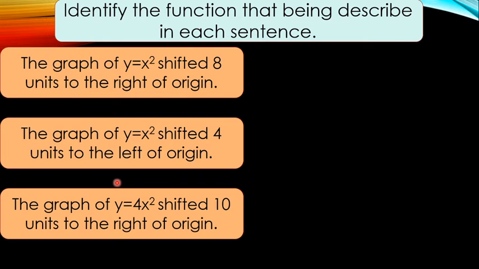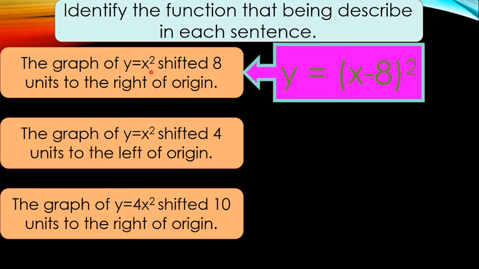Now, can you identify the function that is being described in each sentence? The graph of y equals x squared is shifted 8 units to the right of the origin. If the graph is shifted to the right, therefore, it is minus. If right is given, you are going to use minus and copy the form y equals (x − h) squared. So, we have the function x here, then put 8 outside the parentheses, shifted to the right. Since this is right, we're going to use minus.